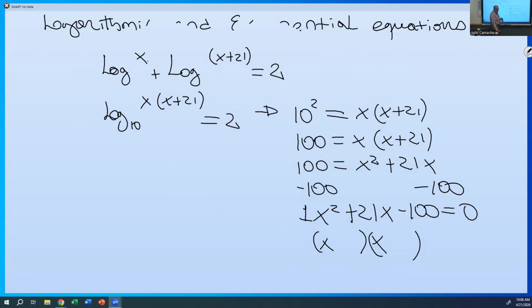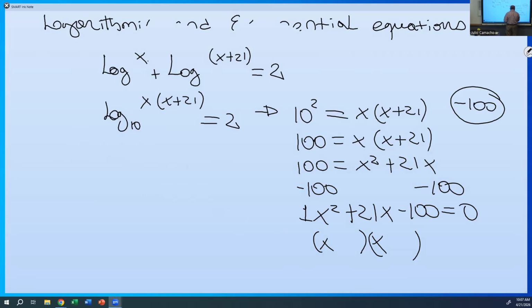Next step, you multiply the constant that is negative 100 by the leading coefficient. And I apply this to equations whose coefficient is 1 or not. So you have negative 100 times 1, you have negative 100. So you need to find two numbers that when you multiply them will give you negative 100, but when you add or subtract them will give you 21. What numbers can they be? 25 and 4. Exactly. Very good.